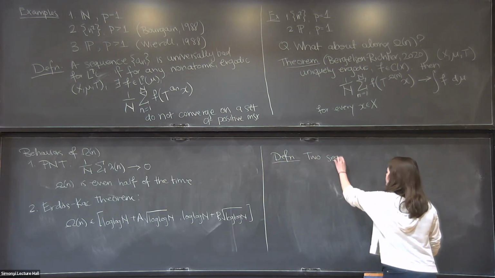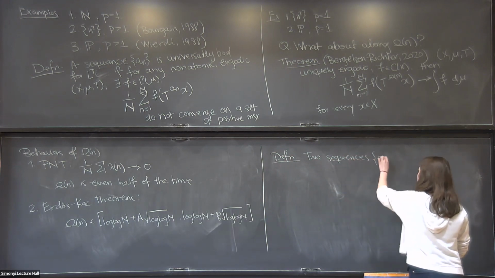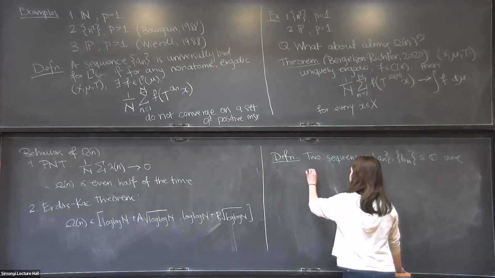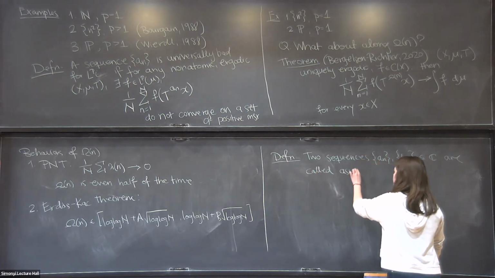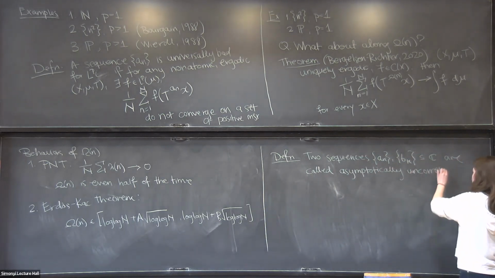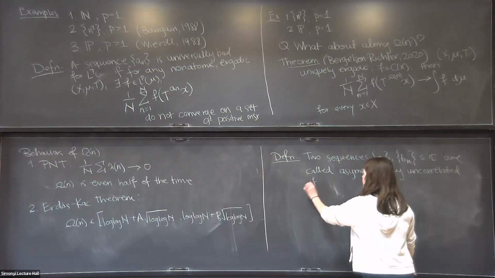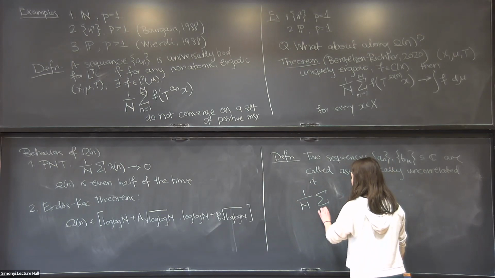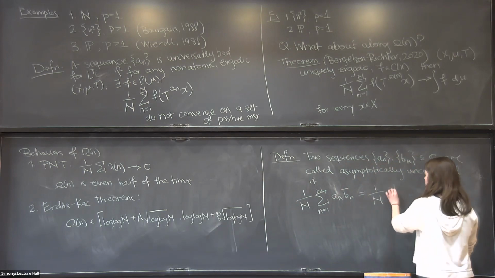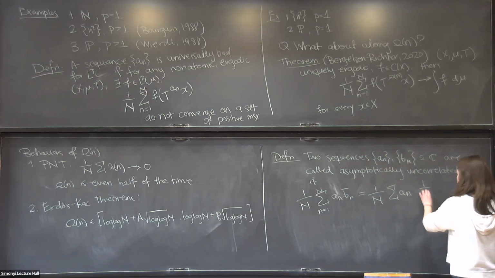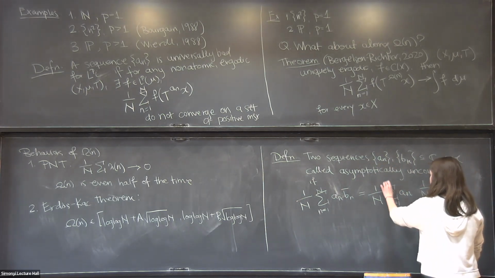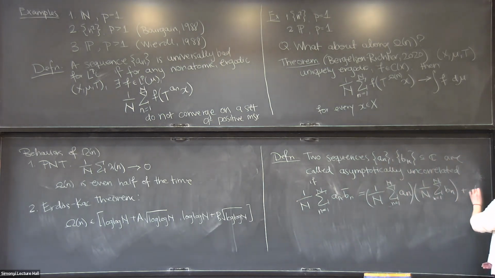Two sequences I'm going to call asymptotically uncorrelated if, when we look at their correlations, this is tending to the product of the two individual averages, up to some error, little o of 1.